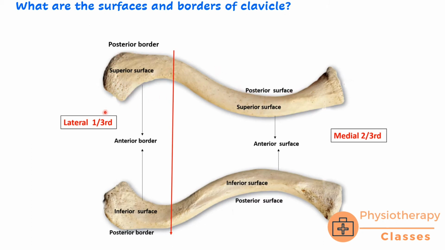Whereas when we come to the lateral 1/3, as I said, it is flattened from above downwards. That means the surfaces will be superior surface and inferior surface. And we have two borders, the anterior border and the posterior border.